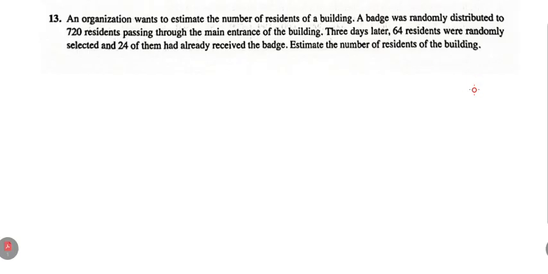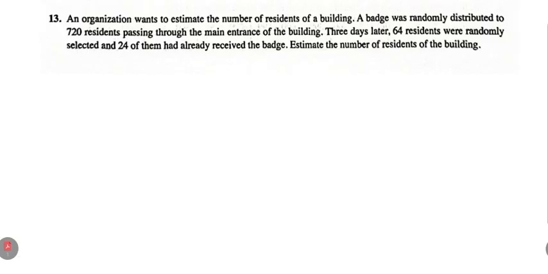Now, same as the number estimation in the previous lesson, we're going to estimate the number of residents here. So we're going to let r be the total number. They were given about 720 badges, right? Now the sample that they were able to choose was about 64, and after that, for the second sample, there were only 24 that were found.